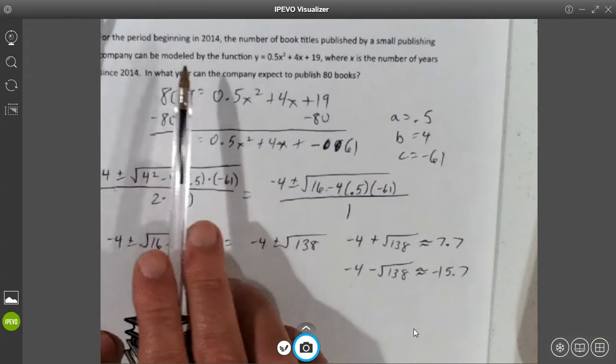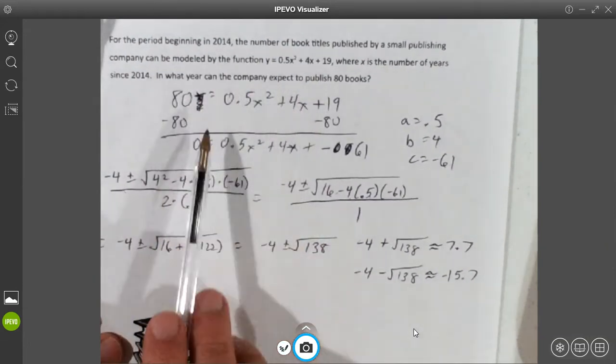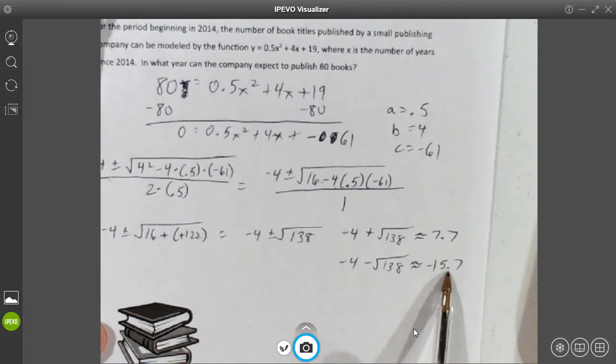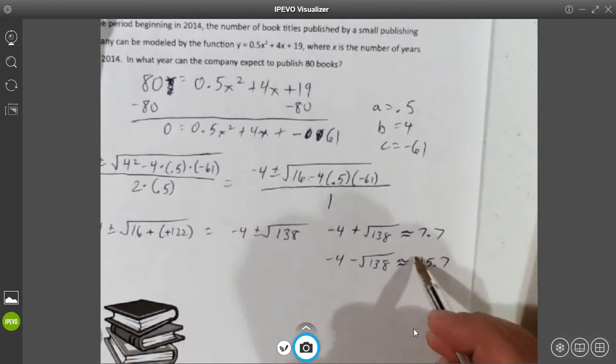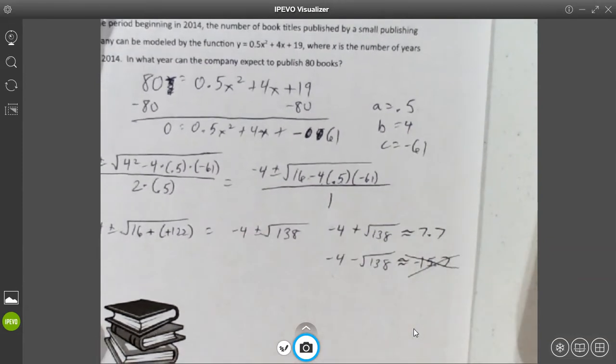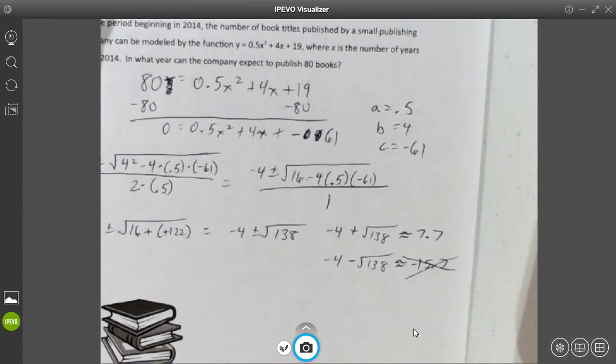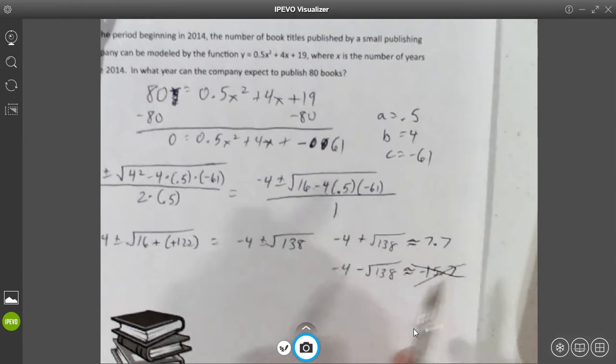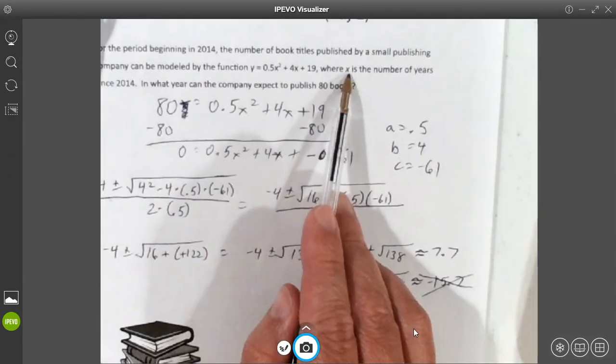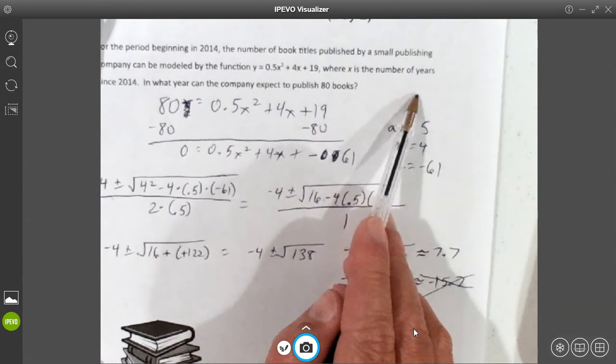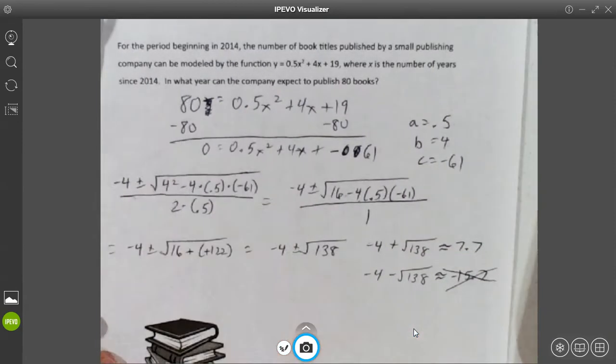Now, these are two good solutions to this equation, but wait a minute, x has meaning here. X is number of years since 2014. X is a time, and again, even though we didn't do anything wrong, there's no such thing as negative time, or negative time doesn't have a meaning for us here. So we're not looking at that. So X is about 7 7/10.